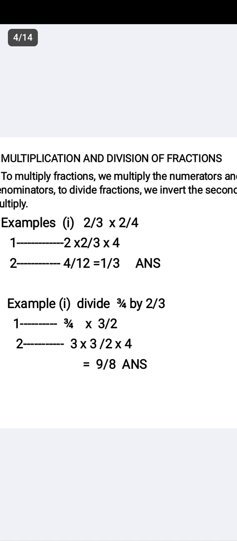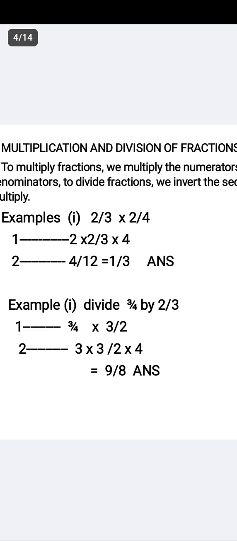Example 1: 2 over 3 times 2 over 4. The first step is to multiply the numerators, which is 2 times 2, over the multiplication of the denominators, which is 3 times 4. In step 2, you have 4 over 12, which when reduced becomes 1 over 3. And that is the answer.